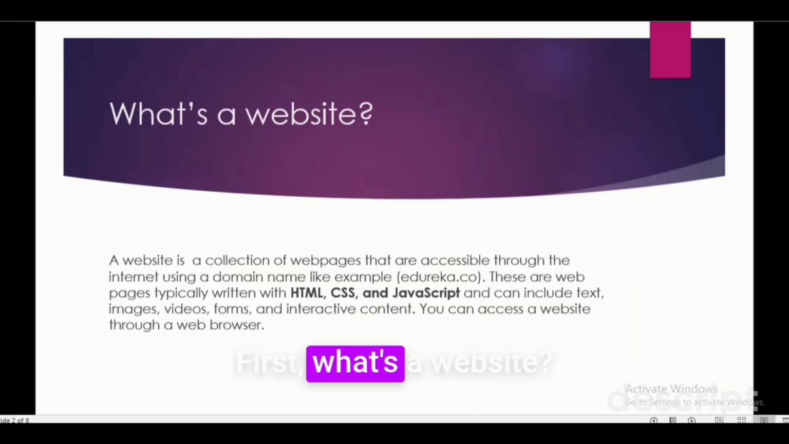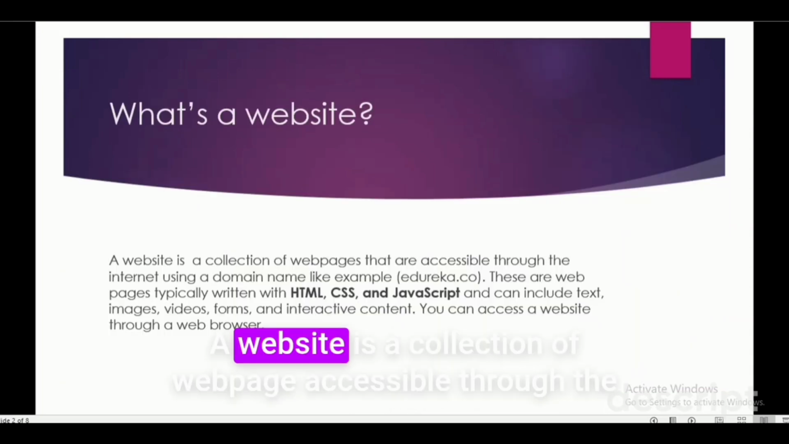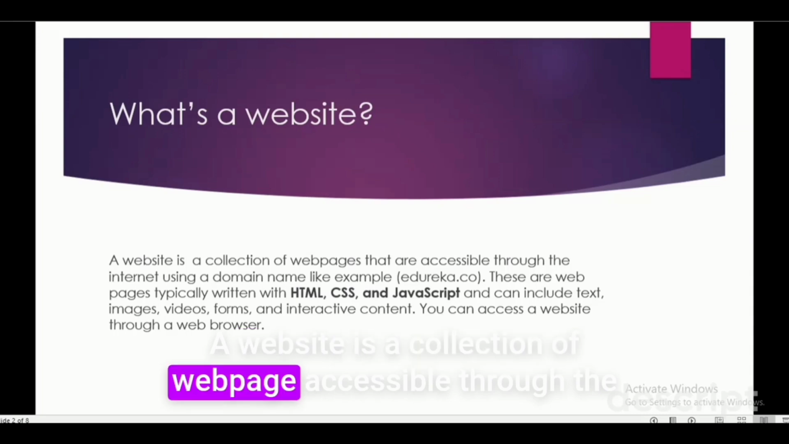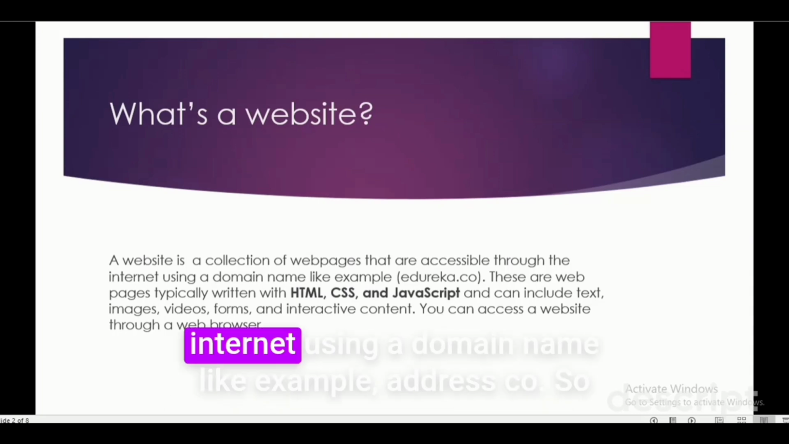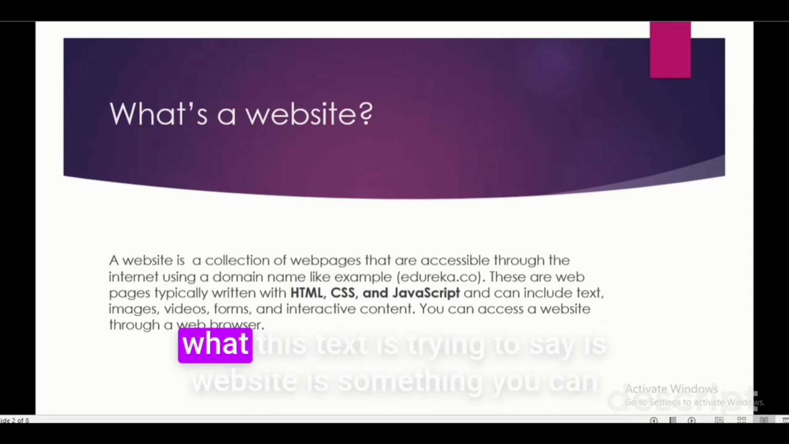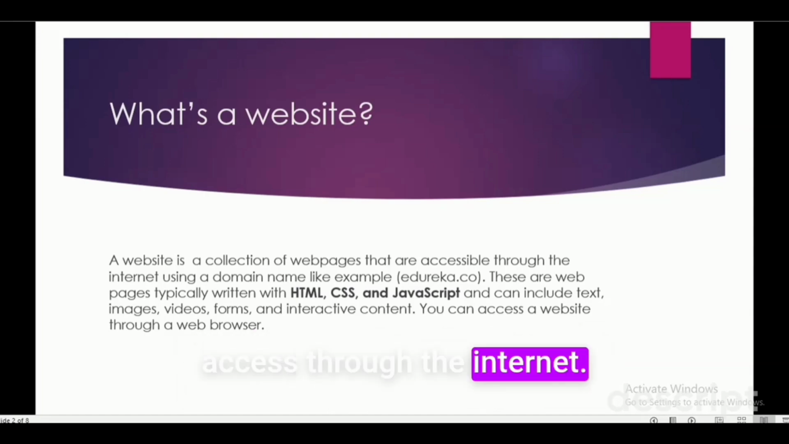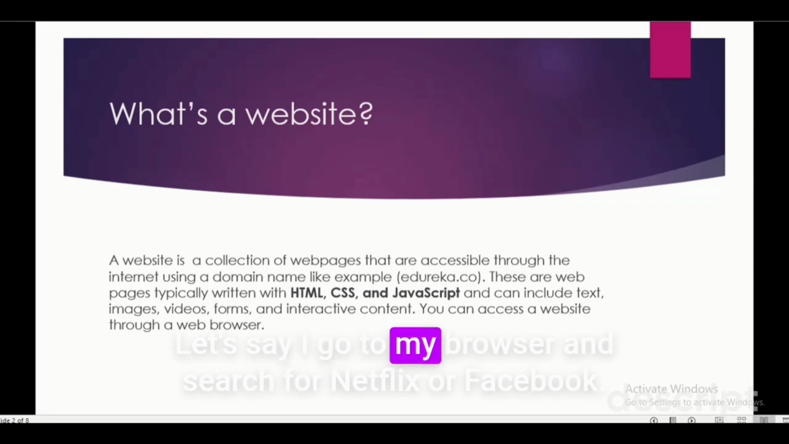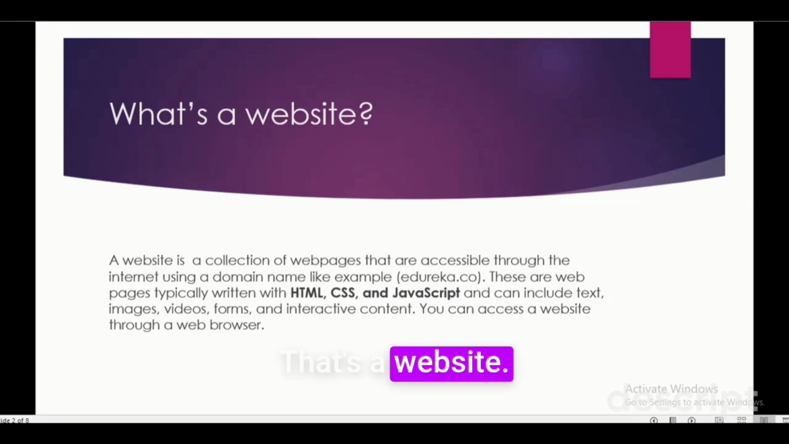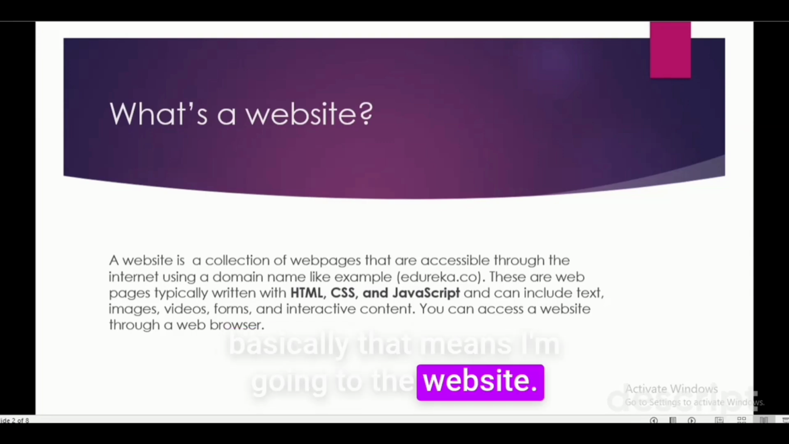Now first, what's a website? A website is a collection of web pages accessible through the internet using a domain name, like example.co. What this text is trying to say is, a website is something you can access through the internet. Let's say I go to my browser and search for Netflix or Facebook. That's a website. Basically, that means I'm going to the website.